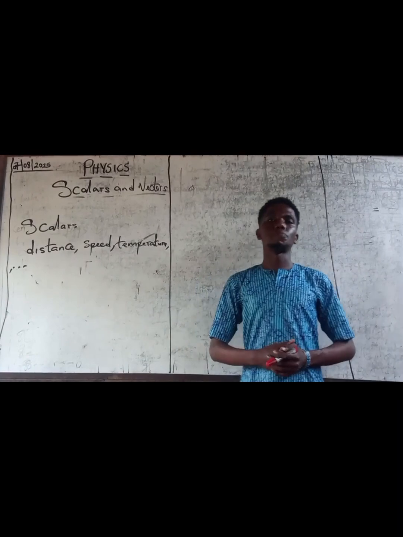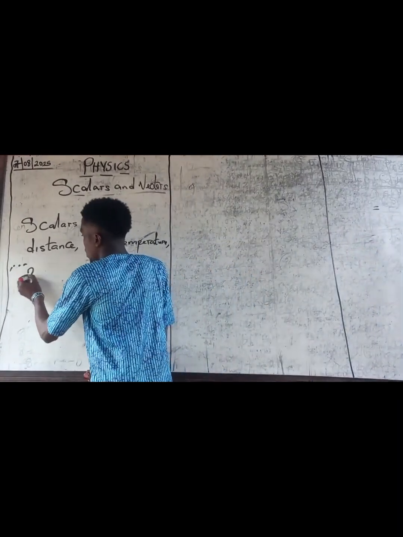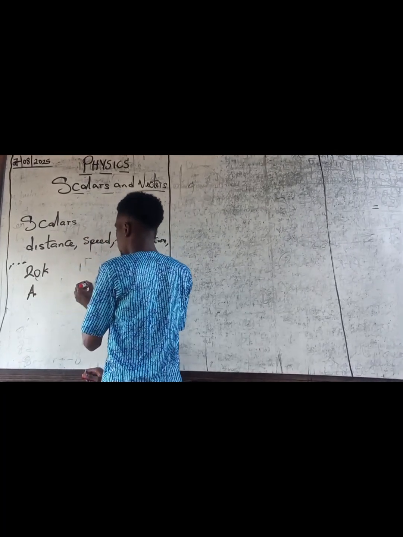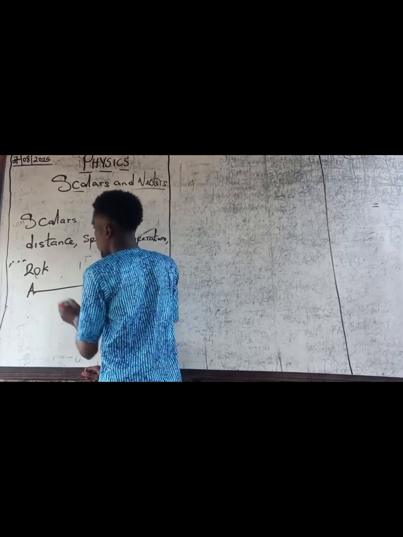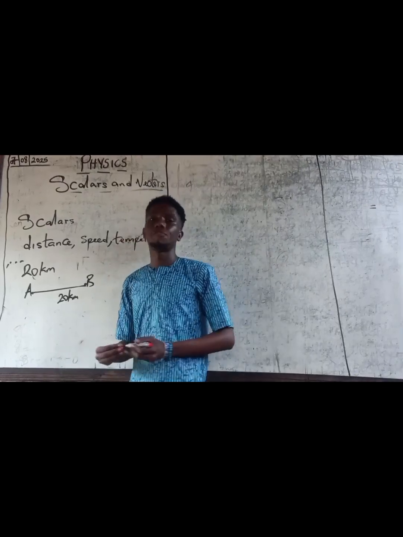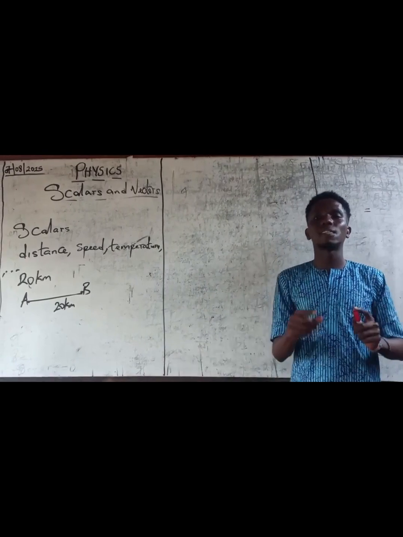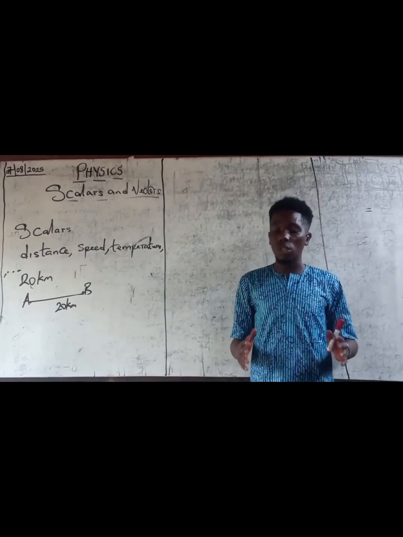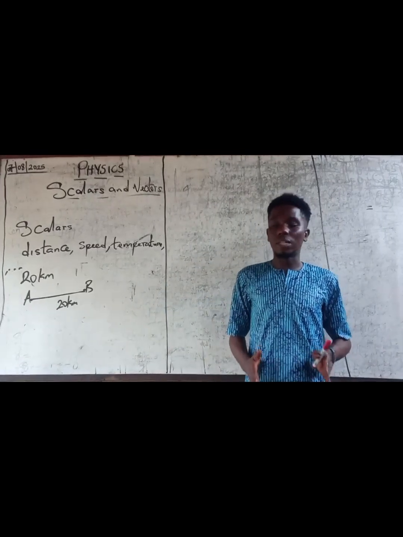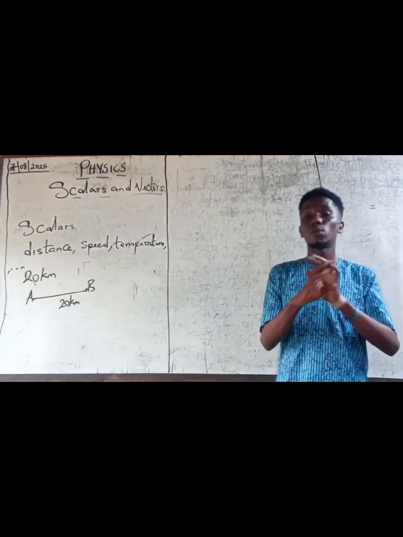Say, for instance, for distance, if I say I walk a distance of 20 kilometers from point A to B, 20 kilometers is not a vector quantity, it is a scalar quantity. Why? Because it only has magnitude. It tells us the length at which that person has traveled. So distance is a scalar quantity.